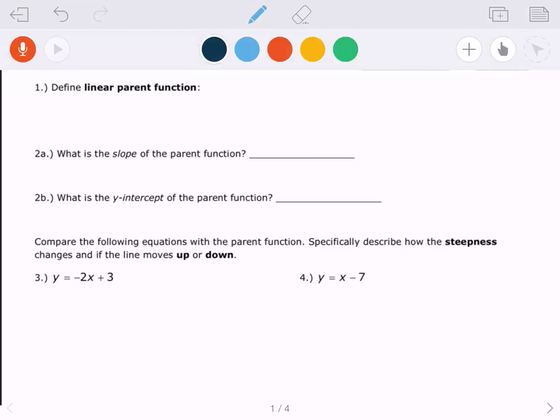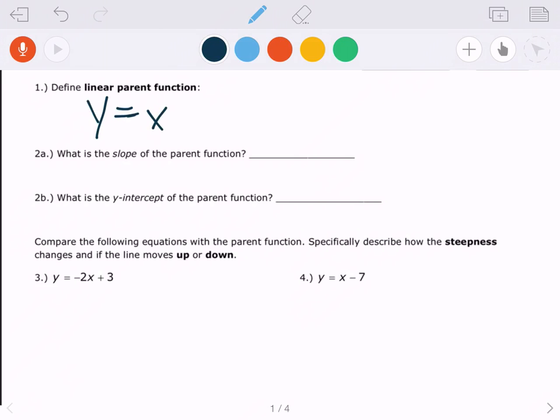This video is on parent functions and how transforming the slope or the y-intercept transforms my parent function line. So, how does a certain line compare to this parent function? The parent function, or I've also seen it called basic function, that line is just going to be y equals x.